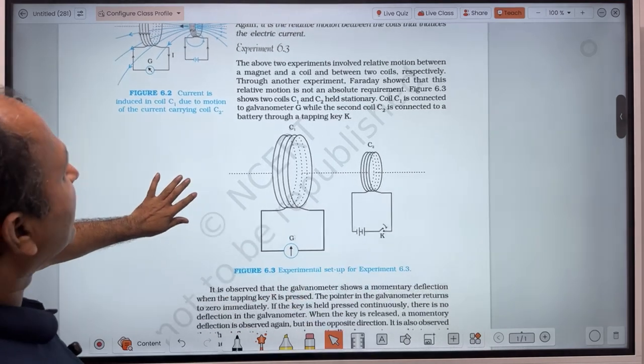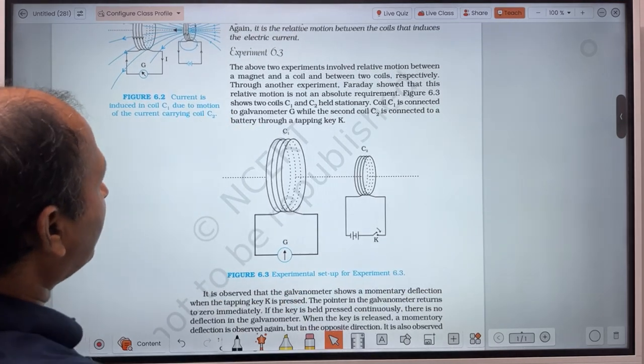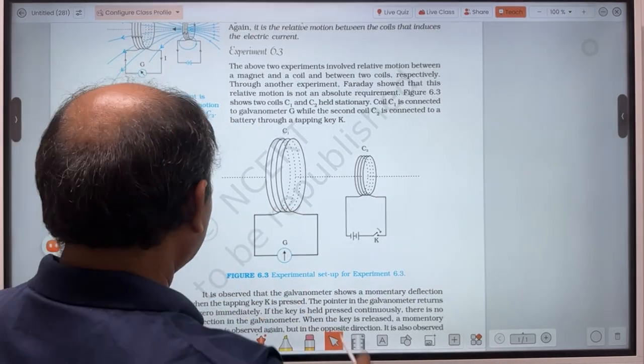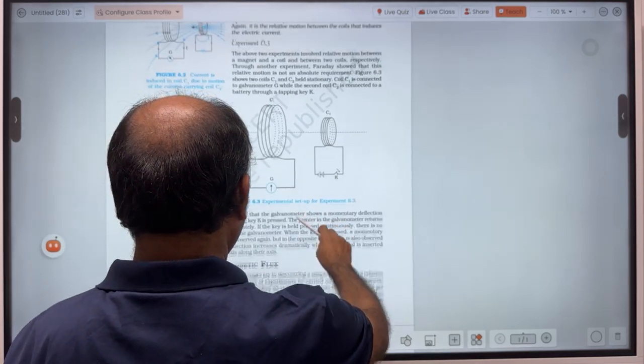There is another experiment here. This same thing you can see, so you can read it.